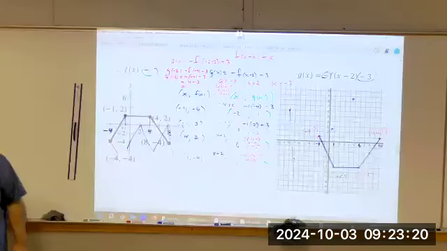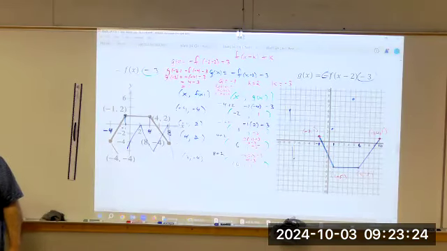But the whole purpose of it is to understand how the graph is transformed. To understand what a does, what h does, what k does. Not to guess, not to hope. We don't hope it. We don't guess it. The goal is to understand.